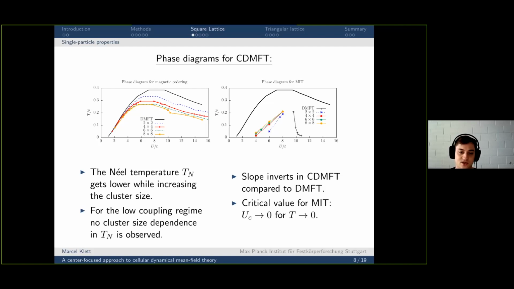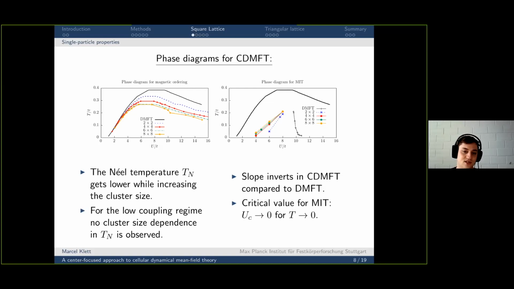And on this slide, we see two different phase diagrams. On the left-hand side, what we see is the Néel temperature for different cluster sizes, where we see that while increasing the cluster, we lower the area underneath this antiferromagnetic dome, which is kind of what we expect, since our control parameter in CDMFT is the cluster size, where if we let this control parameter go to infinity, then of course we get the exact result. And for the exact result, we would not find any finite phase transition temperature, since we would fulfill Mermin-Wagner.